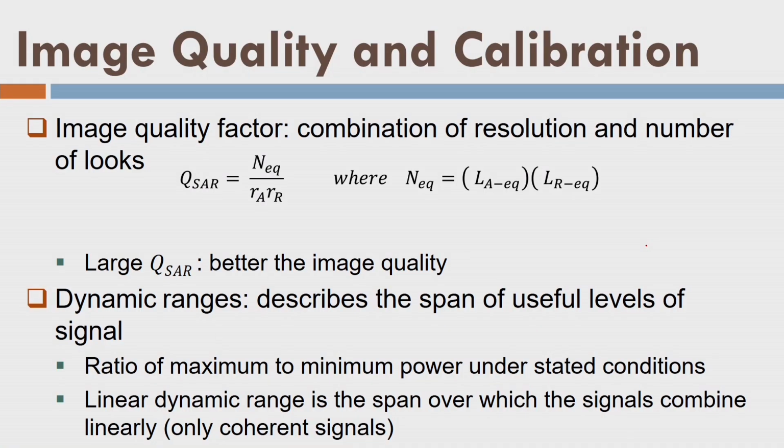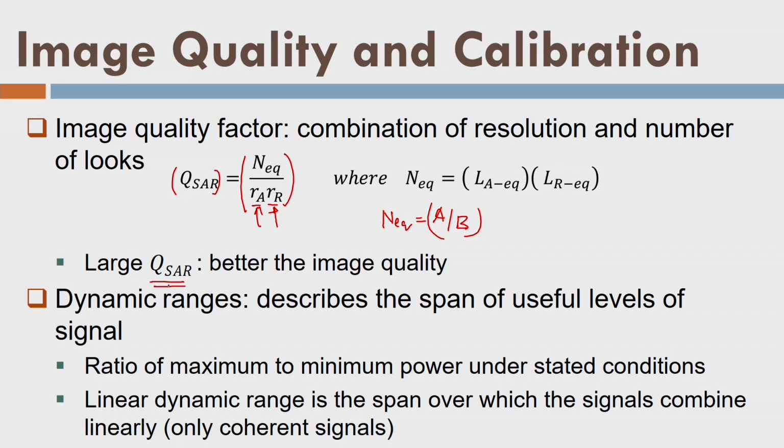Then we also define the quality of synthetic aperture radar, or QSAR, and this quality is defined by NEQ divided by RA RR. This is azimuth resolution and this is range resolution. And NEQ we have already explained in the previous slides, that NEQ is equal to A by B. You can refer to it, what's the meaning here.